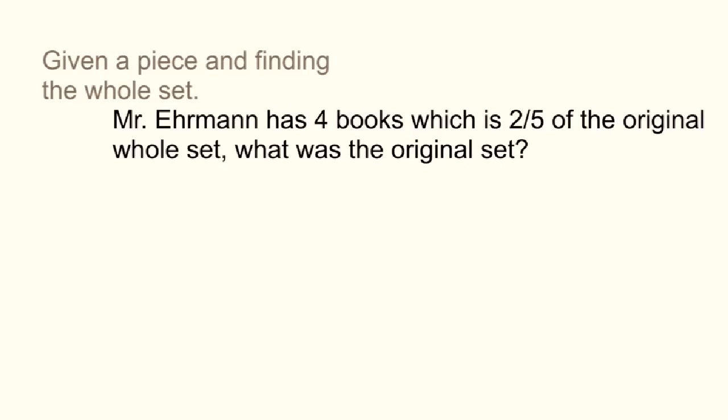In this practice problem, Mr. Ehrmann has 4 books, which is 2/5 of the original whole set. What was the original set? This was the example that we saw in the video with me. And in this case, we are given a piece and we're trying to find the entire set. I can easily see that by looking at pieces of the problem. It tells us that 4 books is 2/5. It's not the entire set. And it also says what was the original set. We're looking for the whole. So those are our clues that we're actually starting with a piece.